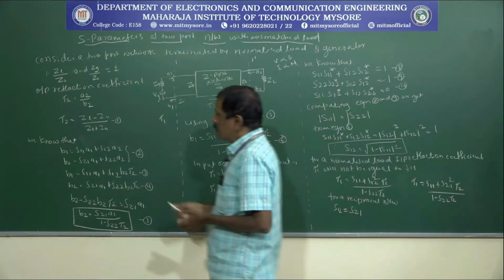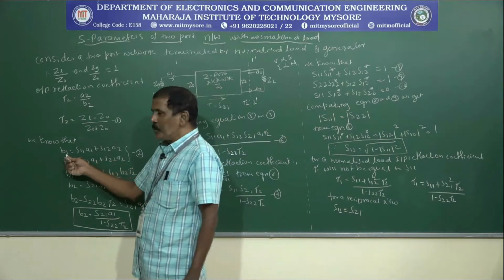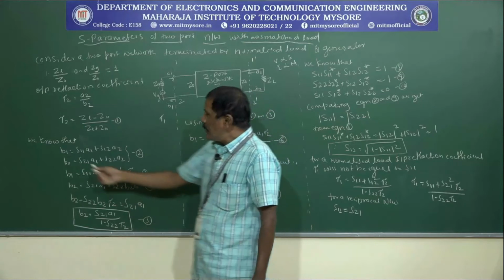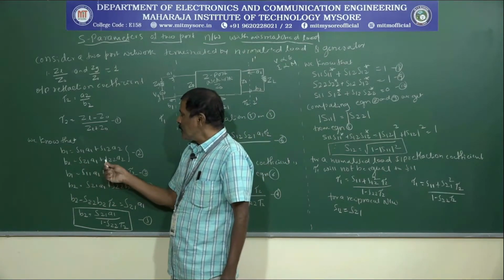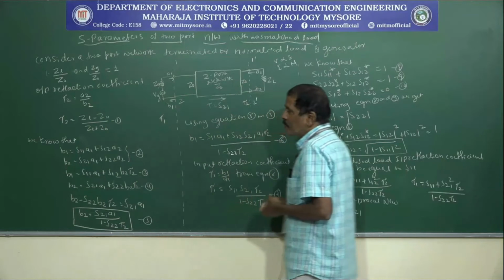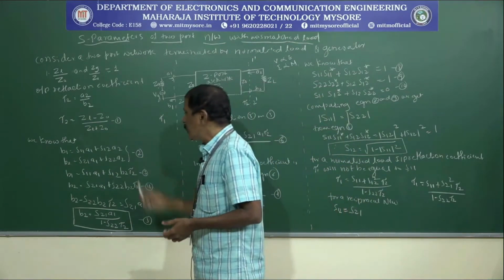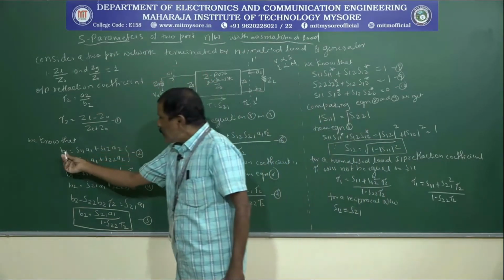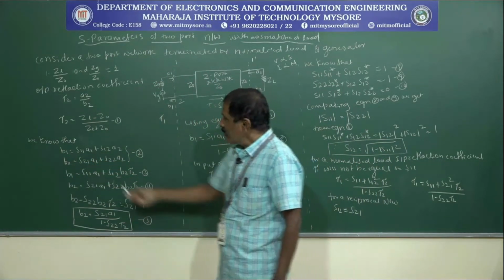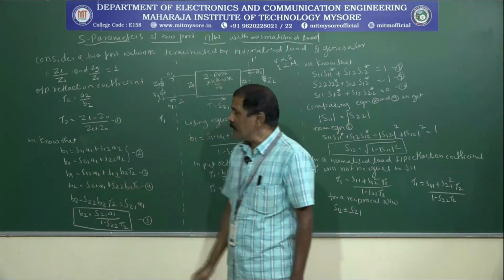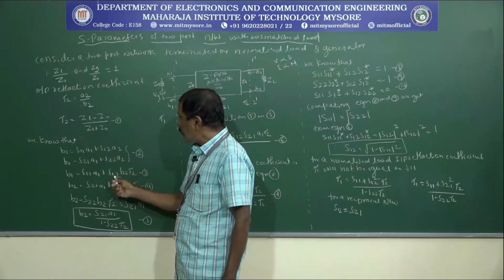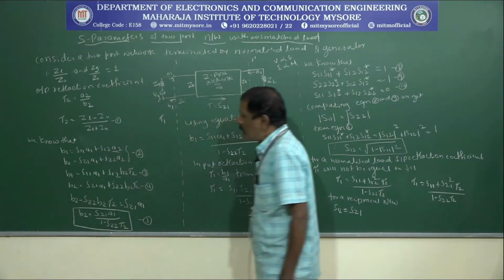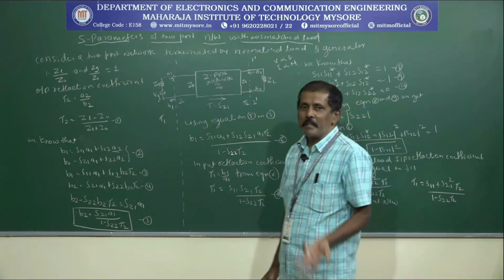And we know that B1 equal to S11 into A1 plus S12 into A2, and B2 equal to S21 into A1 plus S22 into A2. We will call it equation number 2. Then once again we will consider the same B1 here: S11 into A1, we will write it as it is, plus S12 into A2. Here you are having the term A2. Now this A2 term, we have to replace by some other term.